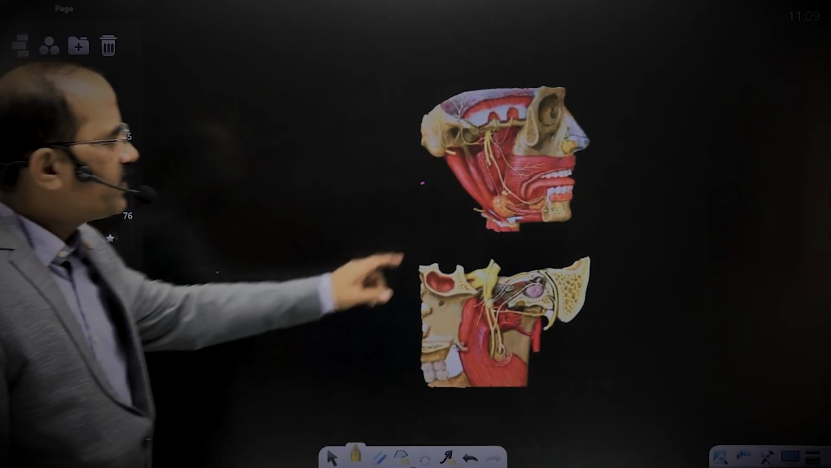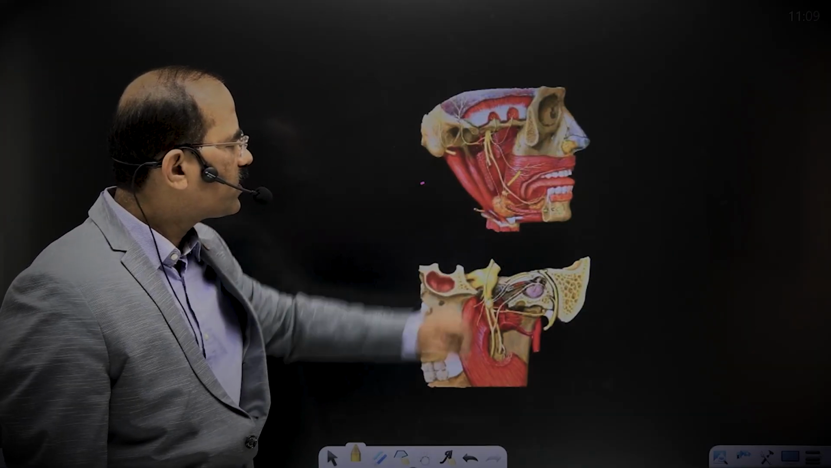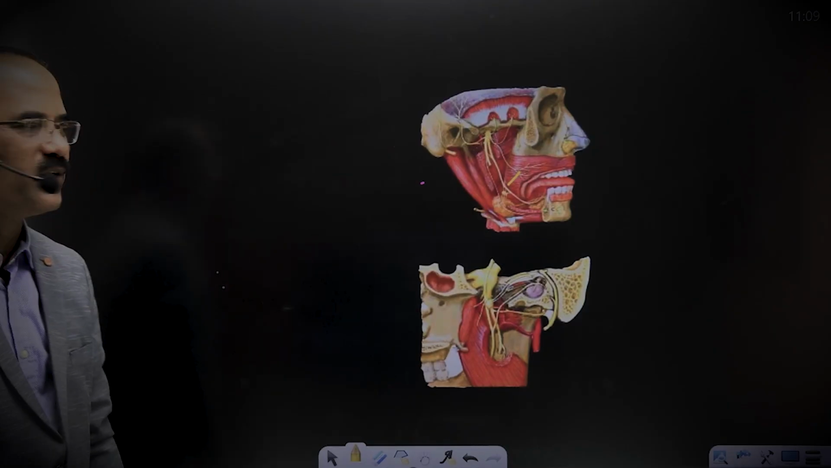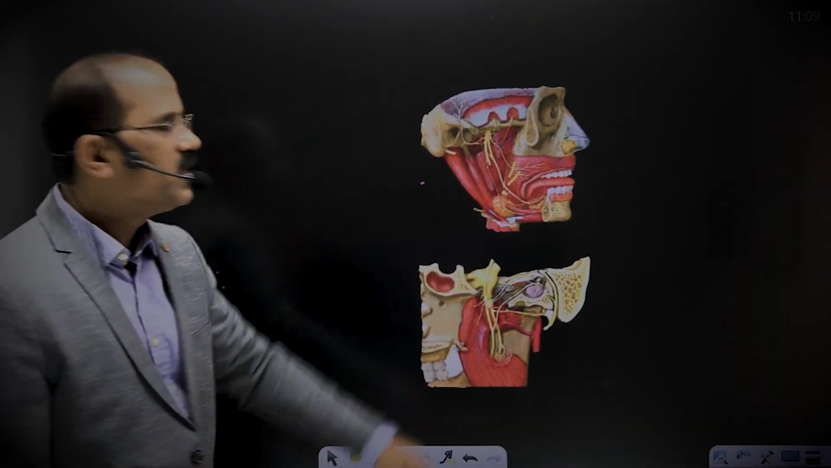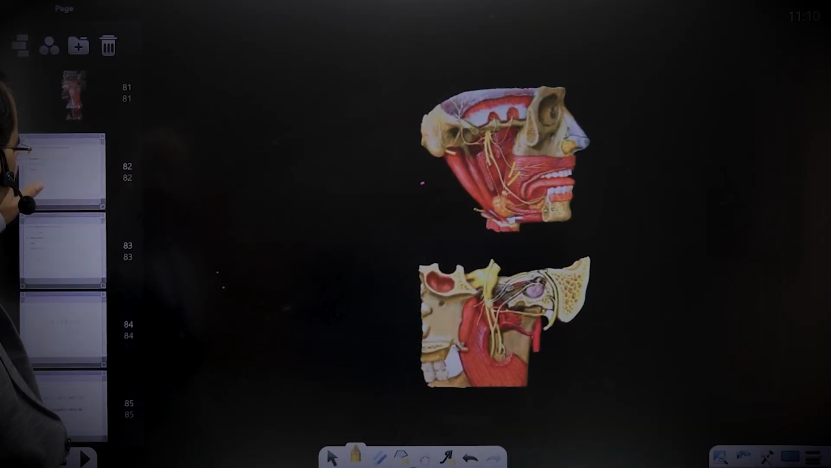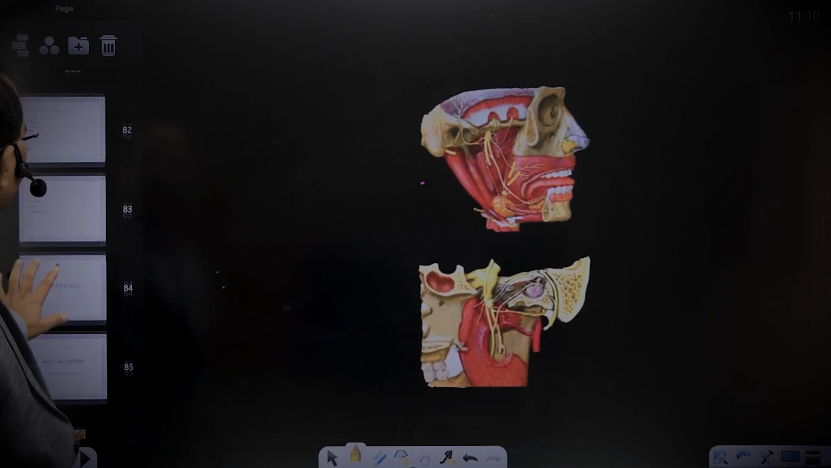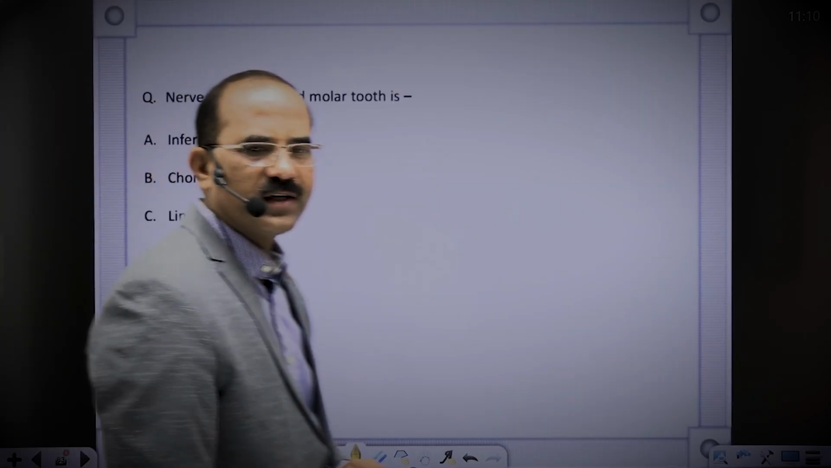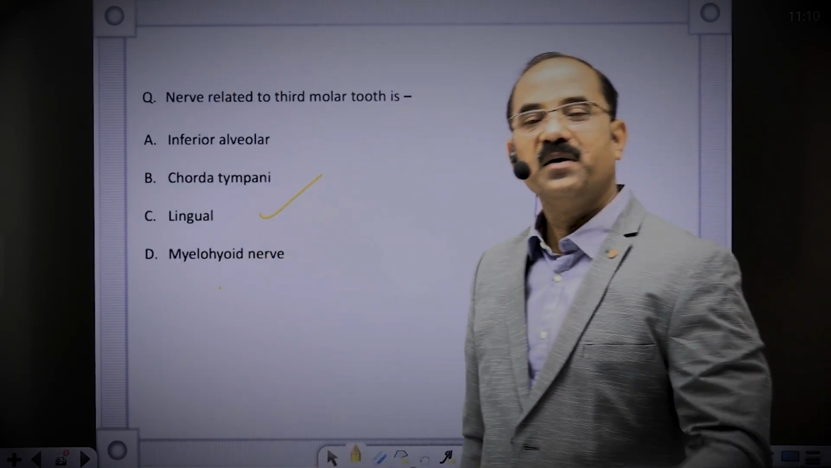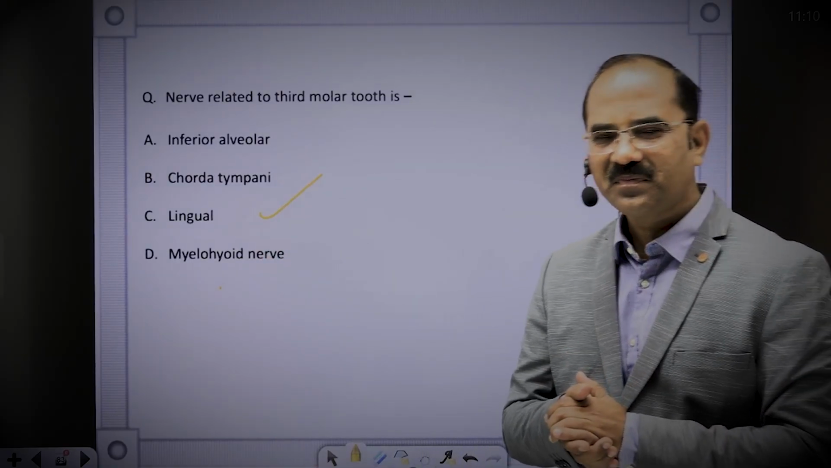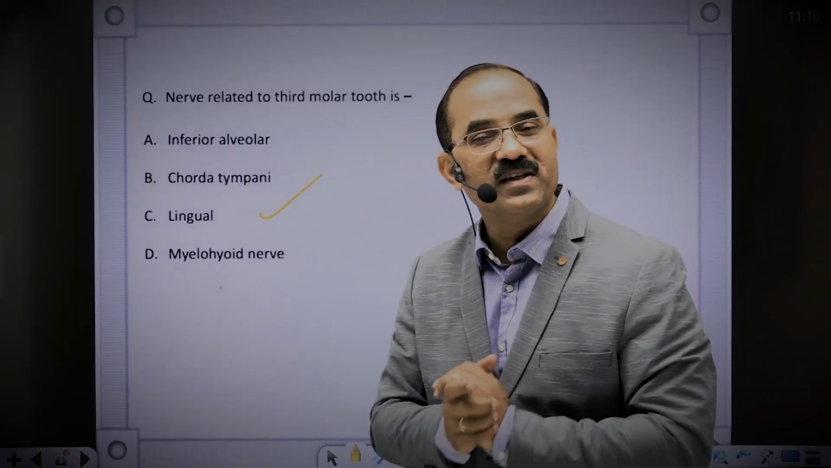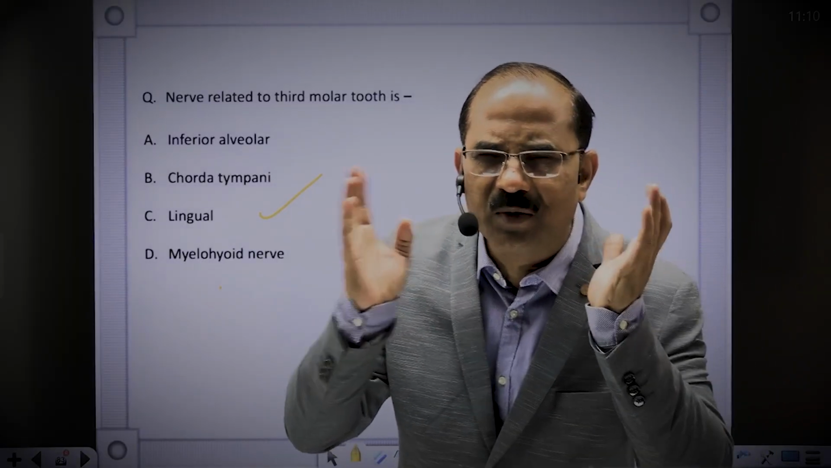So the nerve related to the third molar tooth is this nerve. What is this nerve? Any guesses? That's the lingual nerve. Remember, the nerve related to the third molar tooth is going to be the lingual. It's not inferior alveolar. So the nerve related to the third molar tooth is lingual nerve. Remember this. This would be asked in the exams. Clear, students? So today in this lecture, we have discussed the mandibular nerve, a very, very important MCQ.